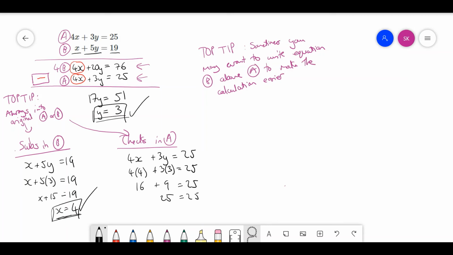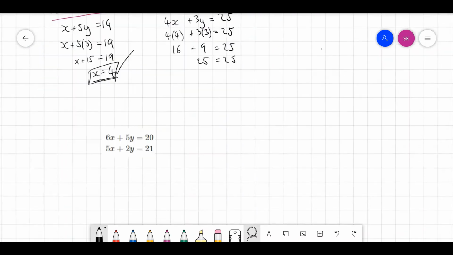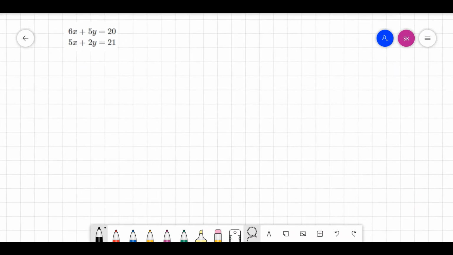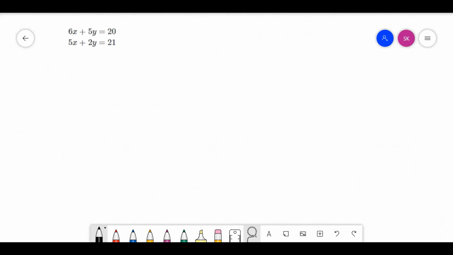If you've got that right, very well done. Make sure you've written my top tips down in purple pen. If you got it wrong and you're not sure about where you went wrong, just rewind the video and have another go, or rewatch my explanation. We're going to do one more example before I give you some independent practice. So, pause the video and have a go at this.